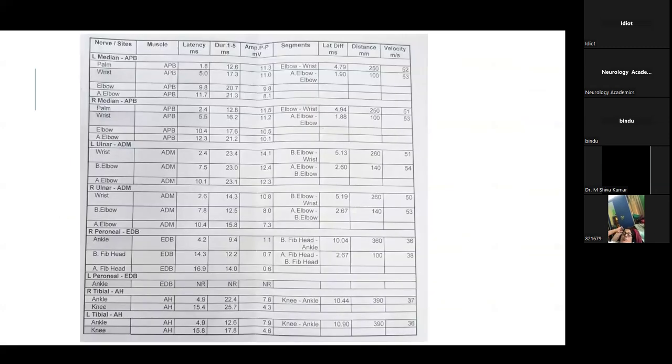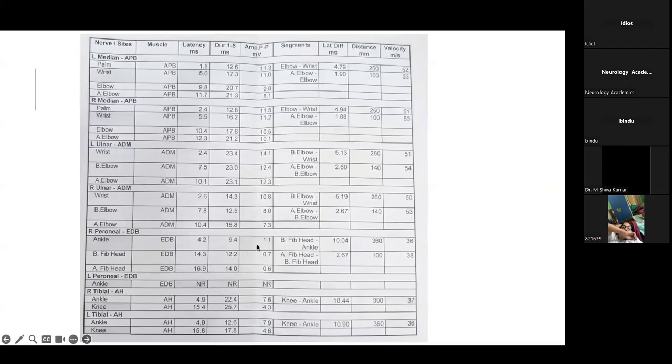Nerve conduction is showing: left median nerve amplitude is normal, latency is prolonged, with normal velocity. There is no conduction block. Right median nerve amplitude is normal, latency is prolonged, no evidence of conduction block, velocity is normal. Left ulnar amplitude is normal, latency is normal, no evidence of conduction block, and normal velocity. Right ulnar amplitude is normal, latency is normal, velocity is normal. So in the upper limb there is bilateral median latency prolongation.